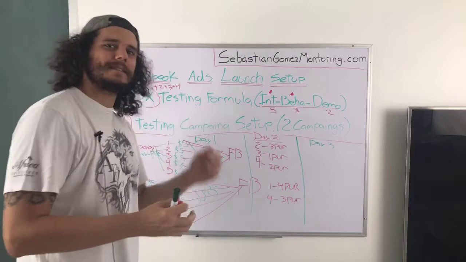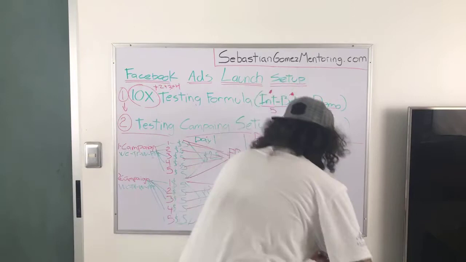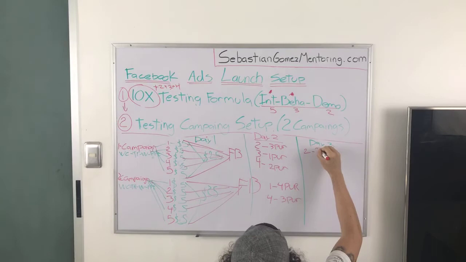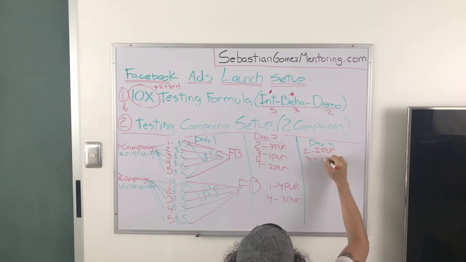You might get a sale, you might not get a sale. Day two, we got some sales. And let's say on day three, we had interest two, another, let's say two purchases. Interest three got us one. And interest four got us three purchases.